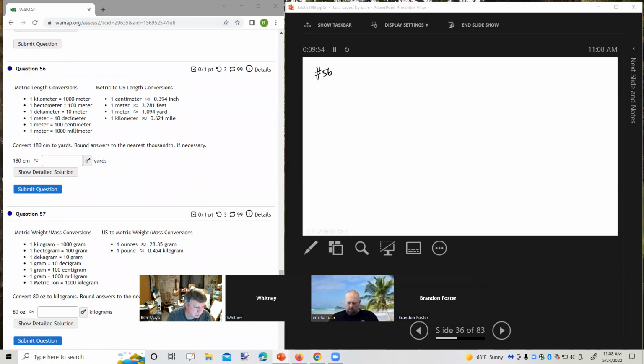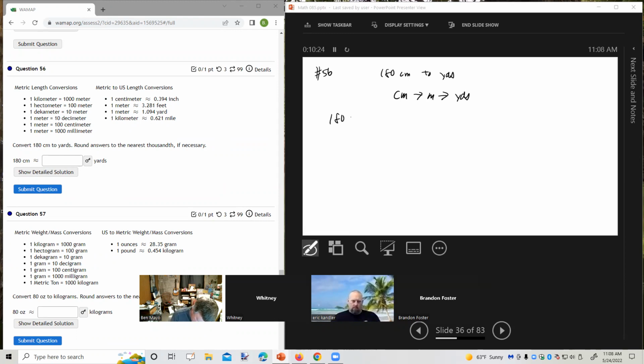56. Convert 180 centimeters to yards. All right, I believe the idea I said is that if you're in the metric system, stay there as long as you can until you can jump right to the American unit. If you're in the American system, get to the metric system as quickly as you can. So what metric unit goes to yards? Meters. So I'm going to go from centimeters to meters and meters to yards.